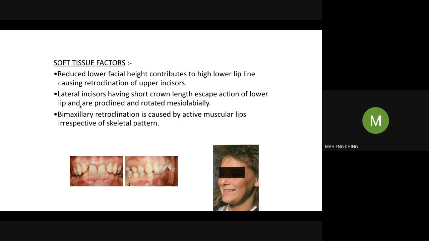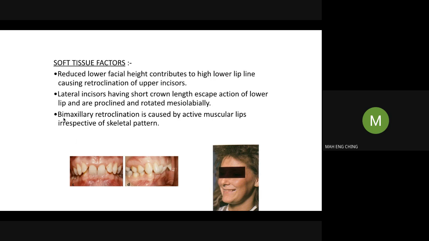But sometimes, because the lip is not high enough, the lateral incisor escapes. So the lateral incisor, having a short clinical crown length, escapes the action of the lower lip and is proclined and rotated mesiolabially. So the lower lip can cover the central incisor, but because the lateral incisor is quite short, the lower lip cannot cover the upper lateral incisor. Besides these two lateral incisors escaping, only the central incisors are retroclined. So they are usually slightly proclined and rotated mesiolabially.